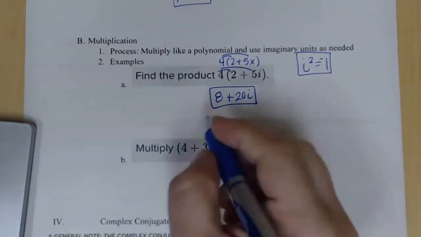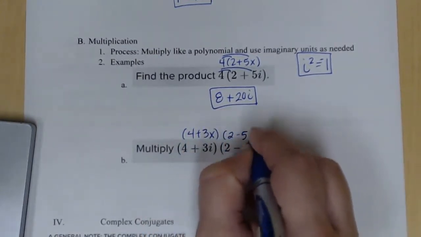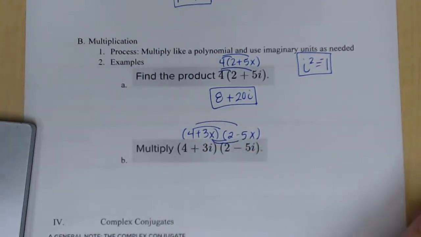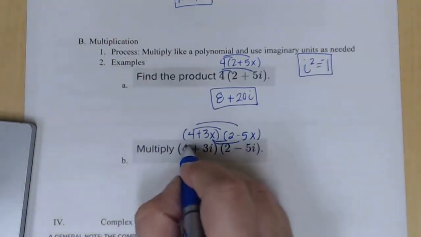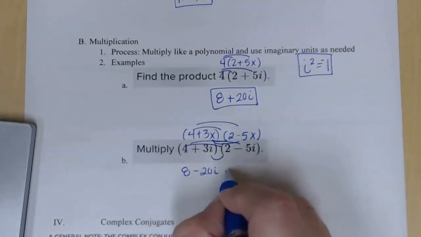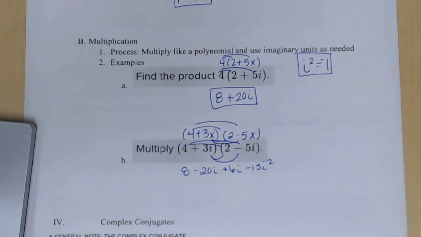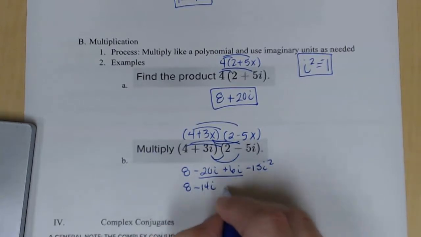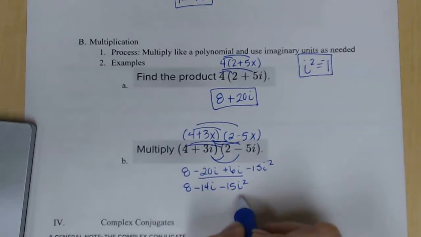The next one, if you had been given, say, 4 plus 3x times 2 minus 5x, you would have distributed it, FOILed, box method. The same is true for your i. So you're going to multiply like a polynomial. So I'm going to distribute this out. This gives me 8 minus 20i plus 6i minus 15i squared. Combine like terms. This gives me 8 minus 14i minus 15i squared. And that's where you would stop with the polynomial.